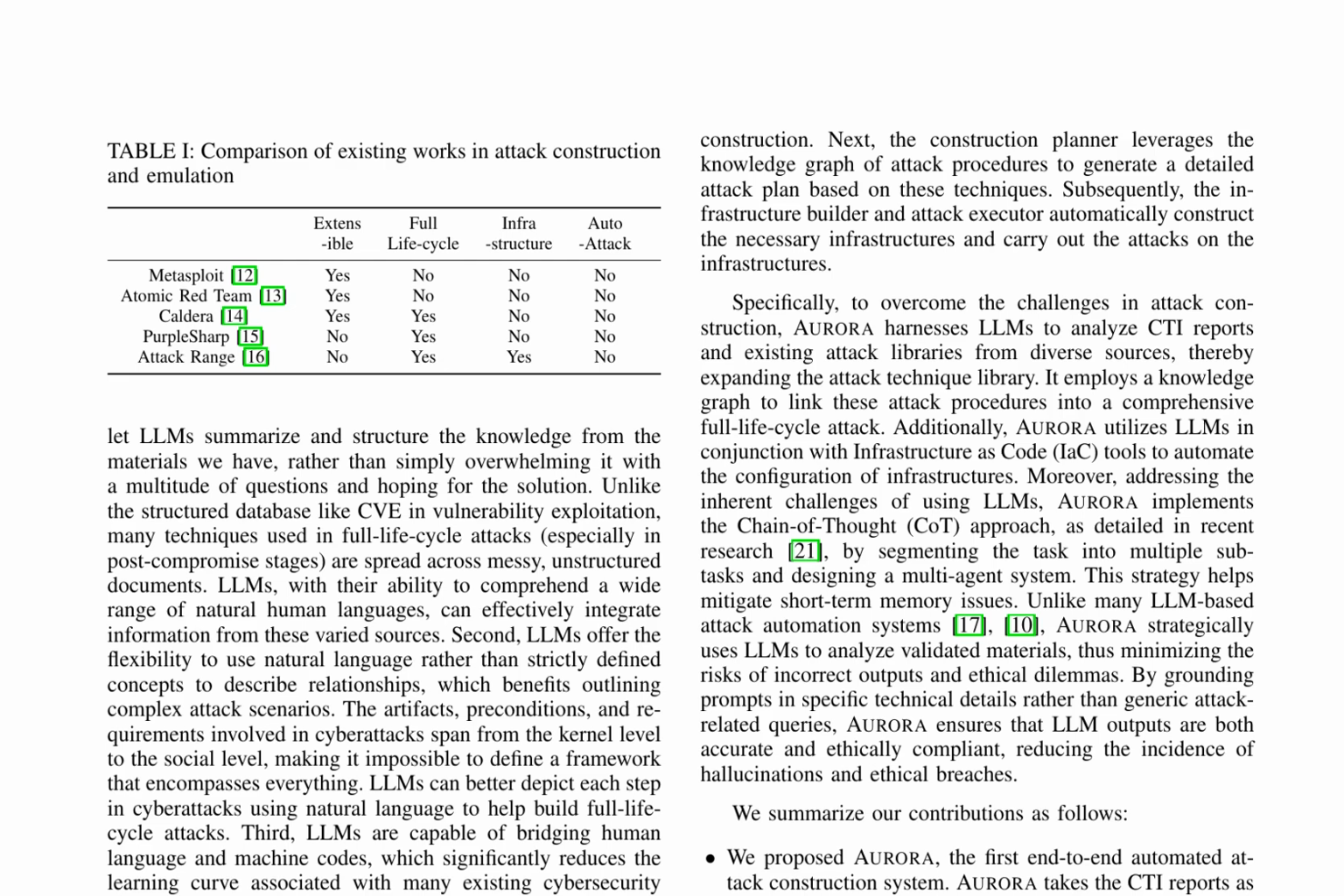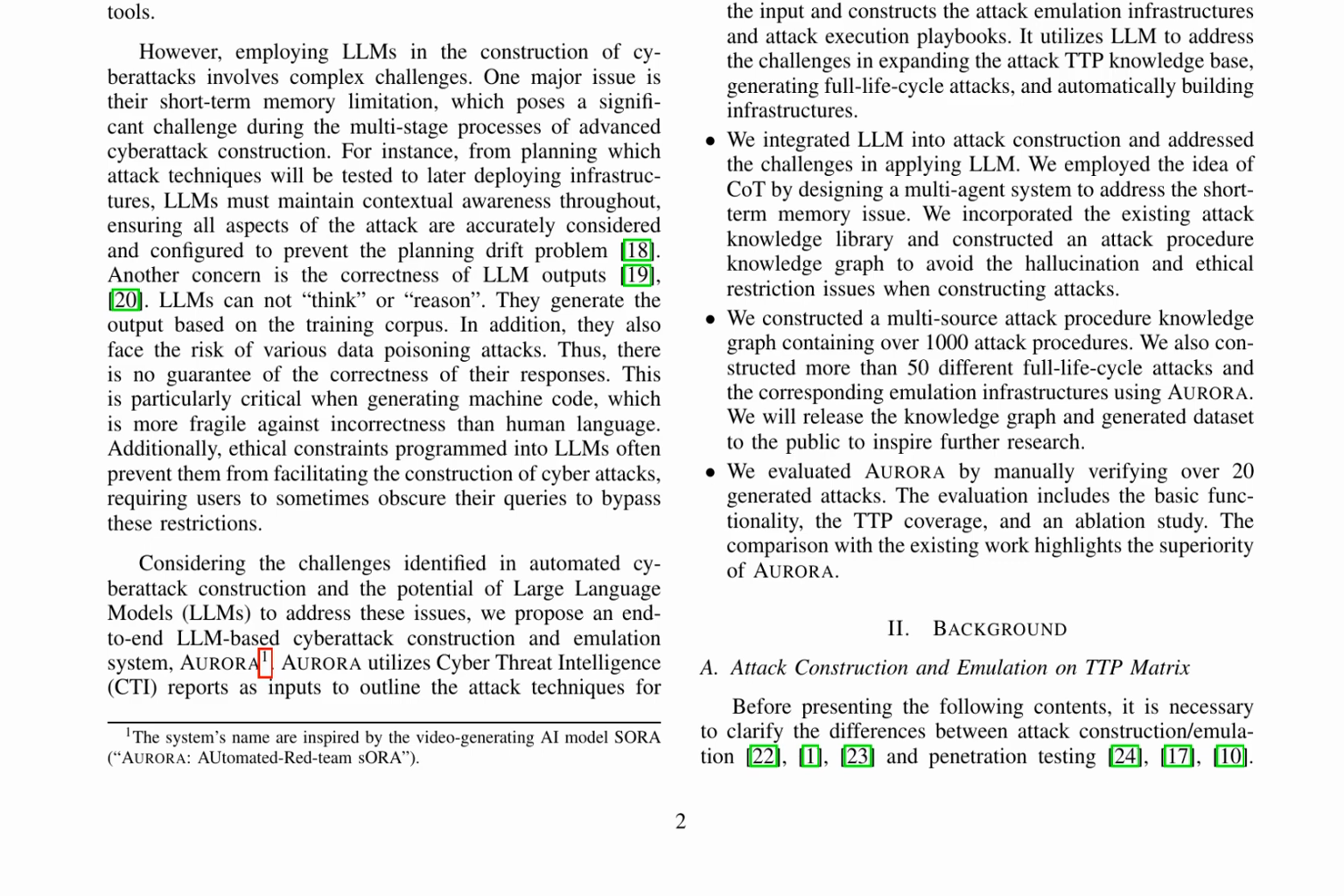To overcome these challenges, AURORA harnesses LLMs to analyze CTI reports and existing attack libraries, expanding the attack technique library. It employs a knowledge graph to link attack procedures into a comprehensive full lifecycle attack and utilizes LLMs in conjunction with infrastructure as code (IAC) tools to automate infrastructure configuration.